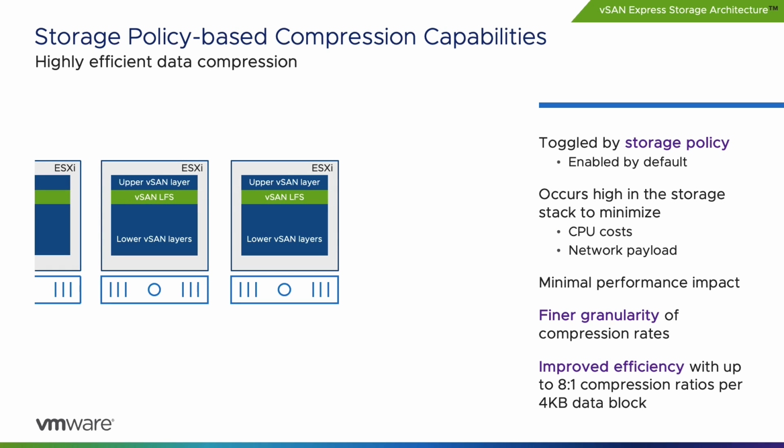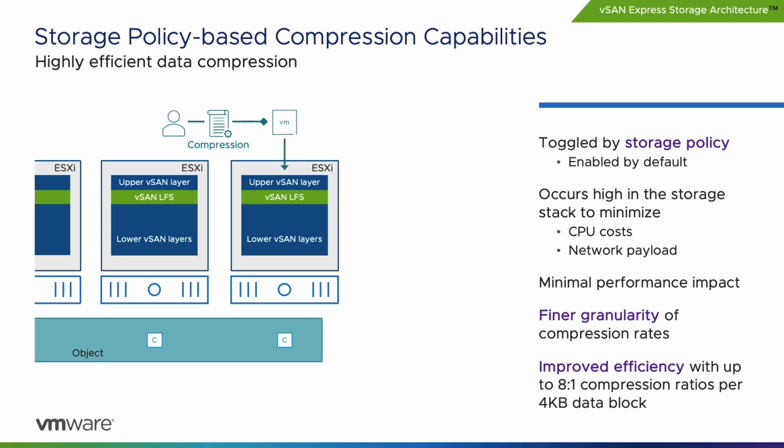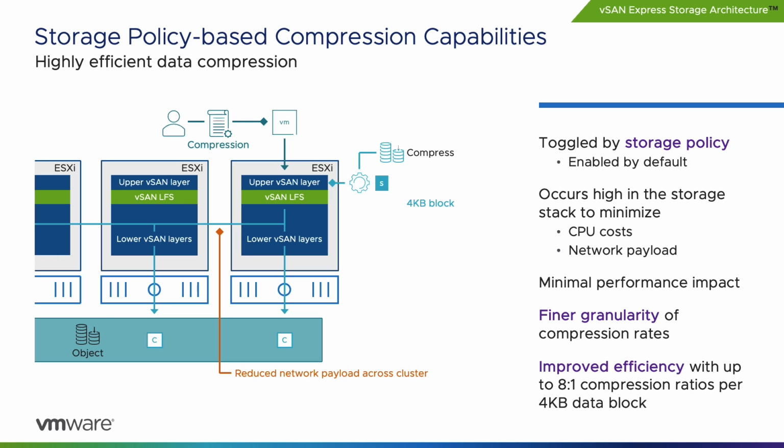The Express Storage architecture in vSAN 8 allowed us to redesign how compression is implemented. First, new technologies are in place to improve the potential data reduction of the compression feature to as high as 8:1 compression ratio for every 4K block written. This is a 4x improvement from the original storage architecture.